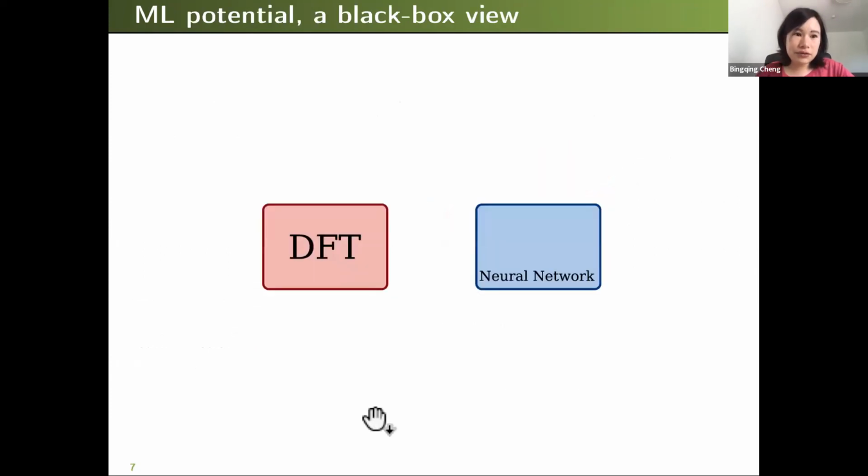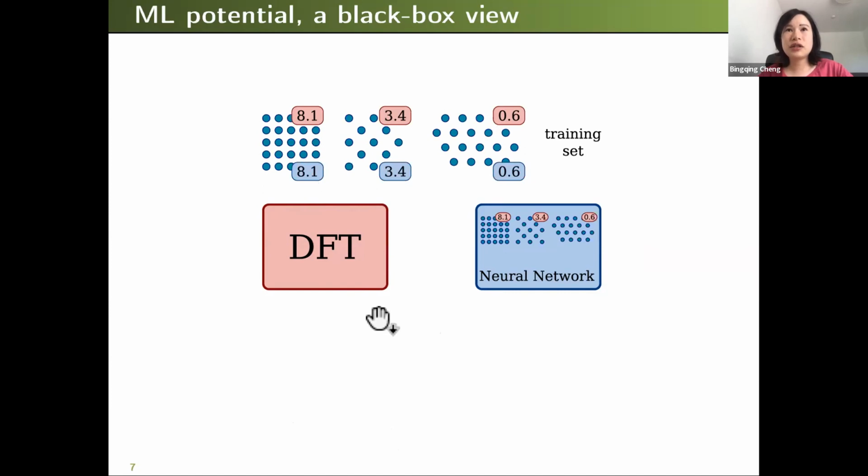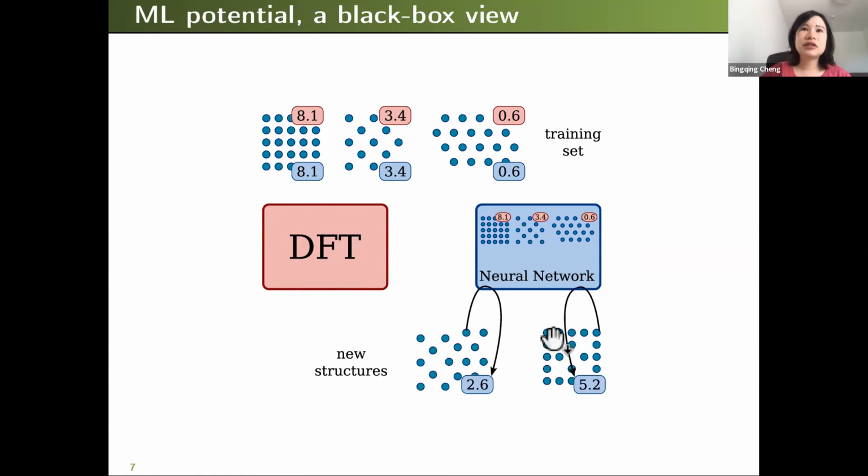I will first provide a black box view of why machine learning potentials work at all. The idea is that I have a training set of atomistic configurations, and I provide labels: I compute the energy and forces using a quantum chemistry method. It can be DFT, but it can also be something else. Then I use a machine learning method. In this case, a neural network, but it can be anything else, such as linear regression or a Gaussian process. After the network is trained, when a new structure comes in, the machine learning algorithm can provide speedy and hopefully also accurate predictions for the energy and forces.